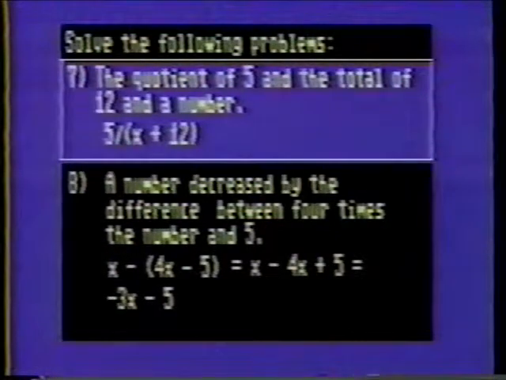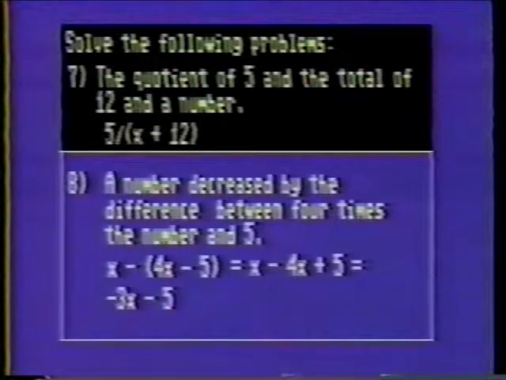Number 7. The quotient of 5 and the total of 12 and a number. The total of 12 and a number means add 12 and an unknown quantity. Let x represent the unknown quantity. Thus we have 12 plus x. Since we want the quotient of two components, divide 5 by x plus 12.